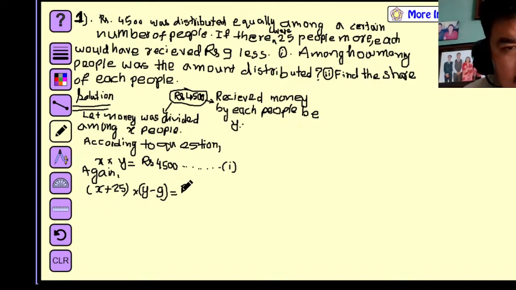Then the total distributed money remains the same. That's why it will be 4,500 only when you multiply them. This is the second case, so we write here the second equation. Okay, children, this is the second equation. Now we need to solve these two equations, then we'll get the values of x and y.